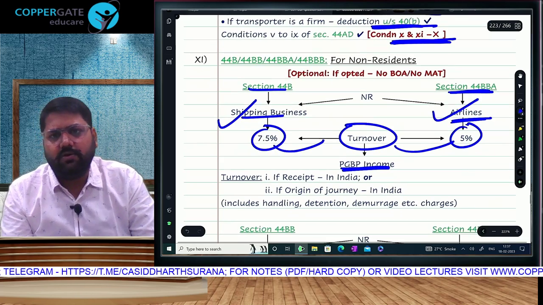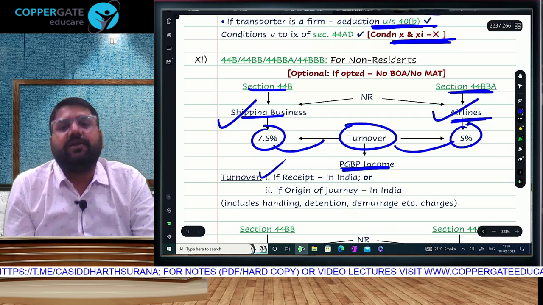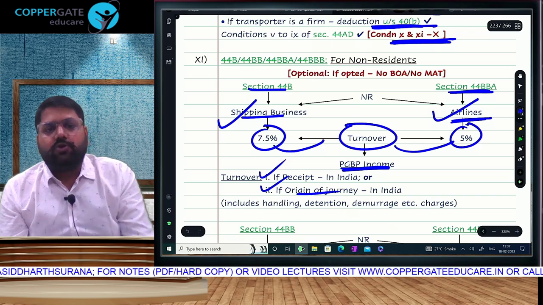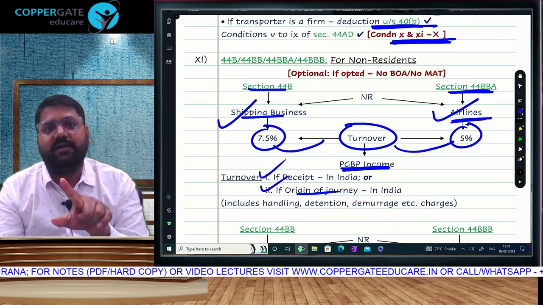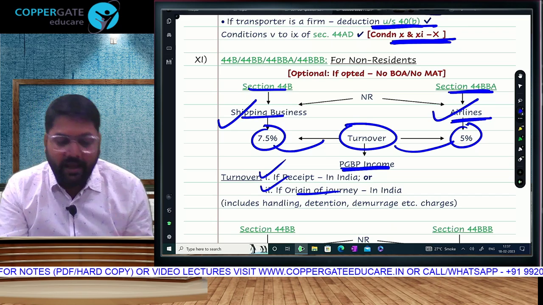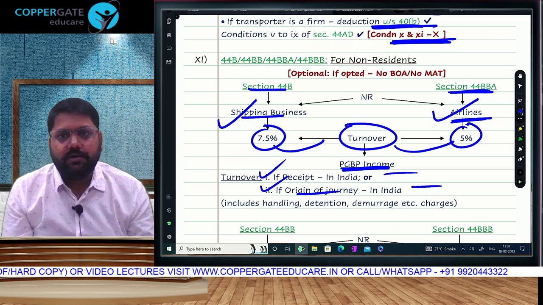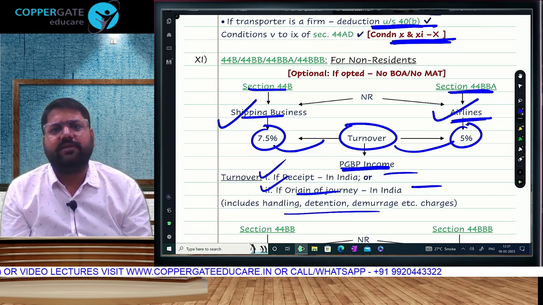What will you take in turnover? If the money is received in India, then it will be included irrespective of origin or destination. Or if the origin is India, then. So money received in India or origin in India. Destination is irrelevant. And any one of them happens, so it will be included in the turnover. And any incidental charges like handling, detention, demurrage, all kind of charges will be included in turnover.